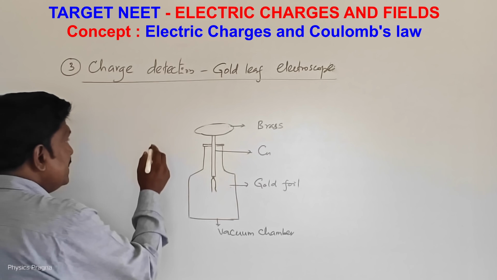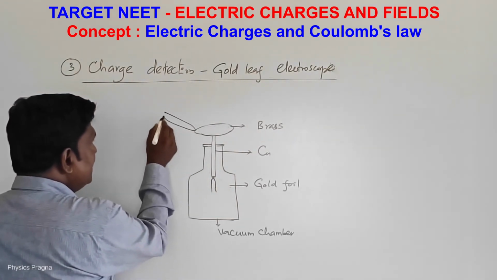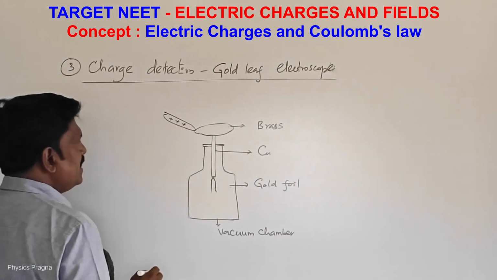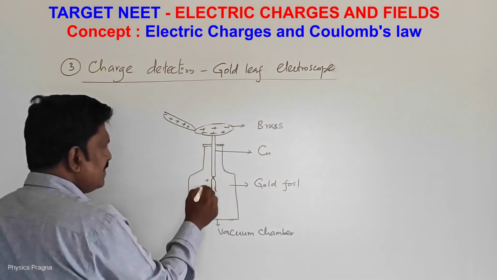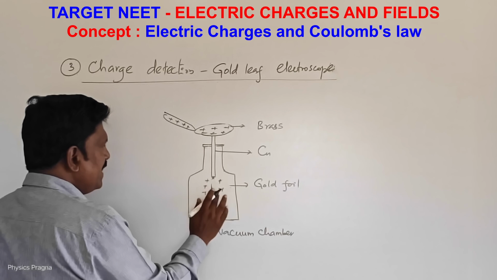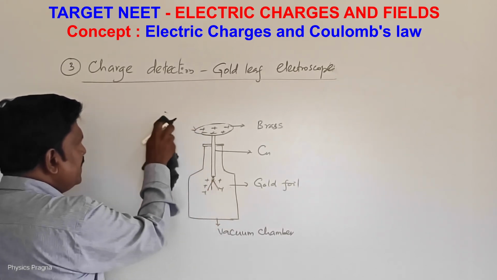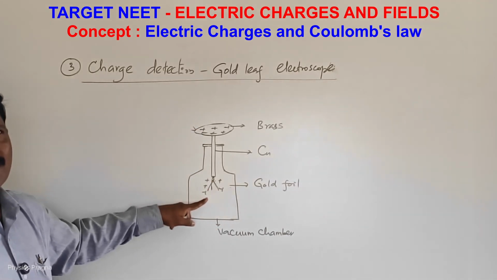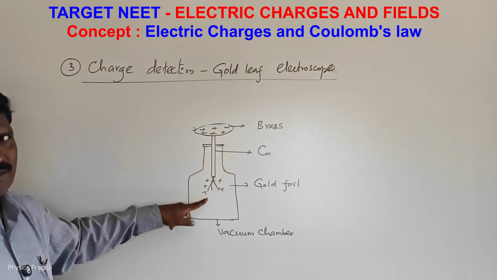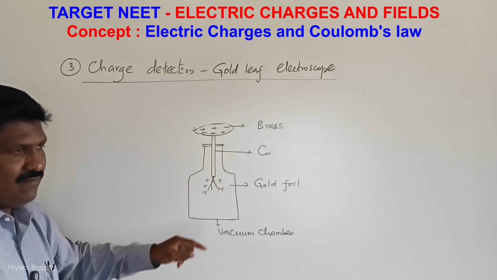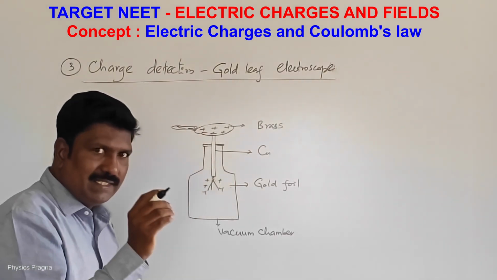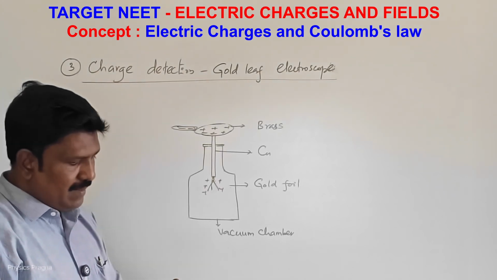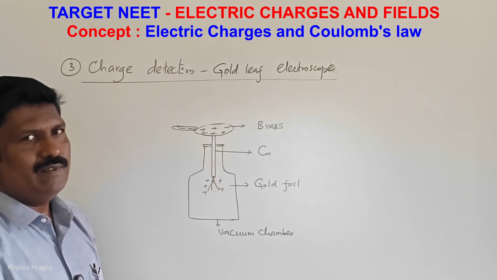These positive and negative charges were separated because of the positively charged body. But when the positively charged body is touched with this brass rod, then what happens? If you remove it also, it will show the same displacement. So to discharge, to neutralize this instrument called the gold leaf electroscope, you have to touch it with a negatively charged body. This is how the gold leaf electroscope works.